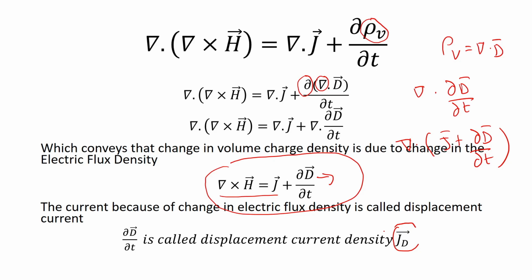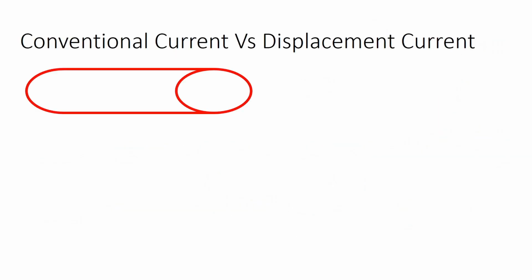I would discuss what is the difference between conventional current and displacement current, such that it would be easy for you to identify when there will be displacement current and when there will be a conventional current. Let us consider a conductor of this shape. Then the current density J bar is pointing outward.